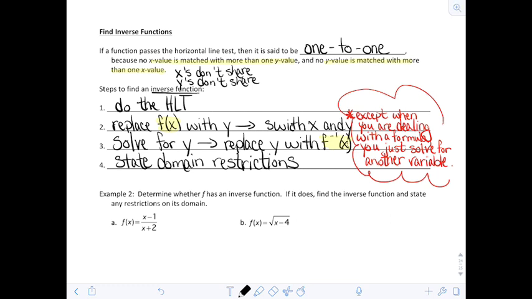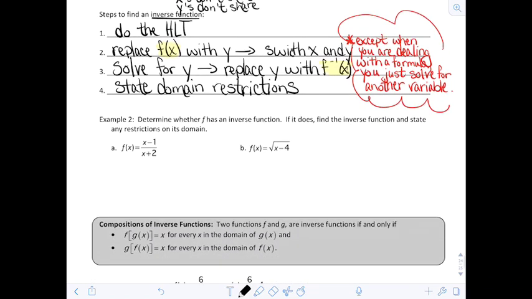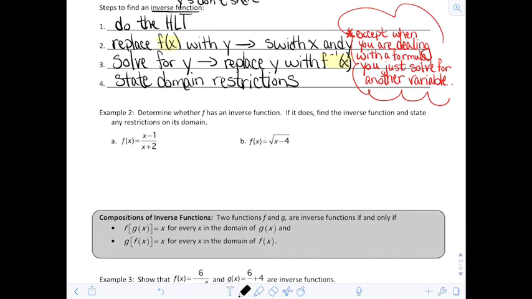Okay, so let's put this into practice. Example 2, determine whether f has an inverse. And then if it does, find the inverse function and state any restrictions on its domain.